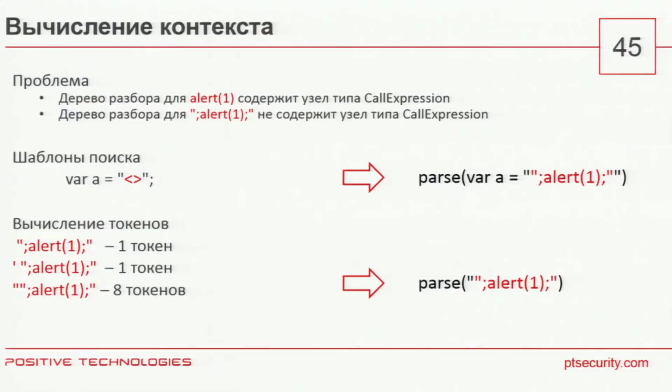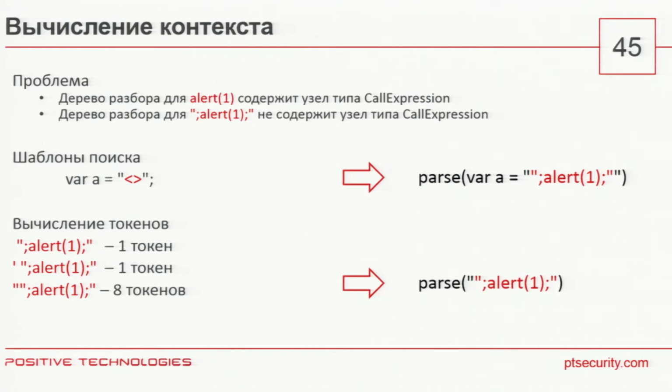So what's the context computation? We get an alert(1) line at the input. If we pass alert(1), we'll get a call expression node. It is banned. But if alert(1) comes in double quotes, then from the JavaScript parser's point of view, it's not going to be executable code. It'll just be a string containing alert(1). But depending on where this alert(1) gets, it can be malicious code or it may not be one. And we need to be able to process both situations.